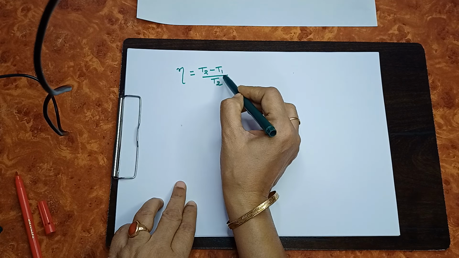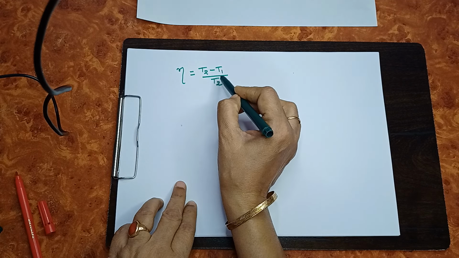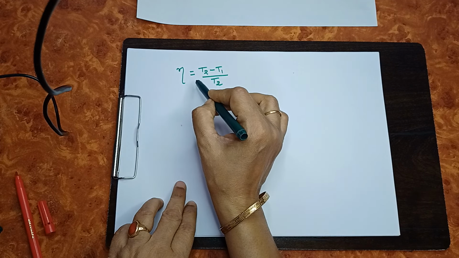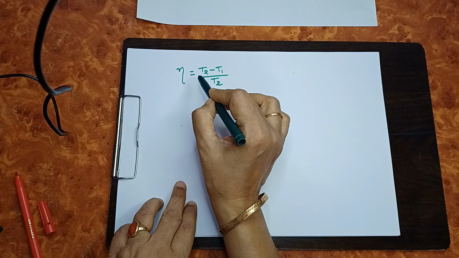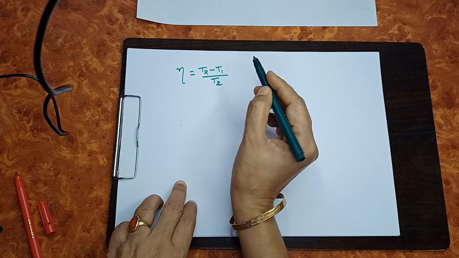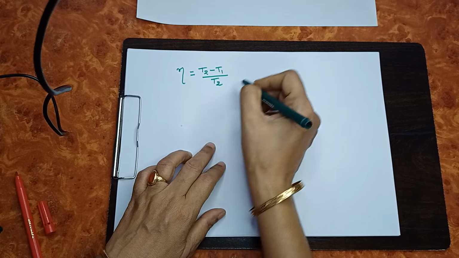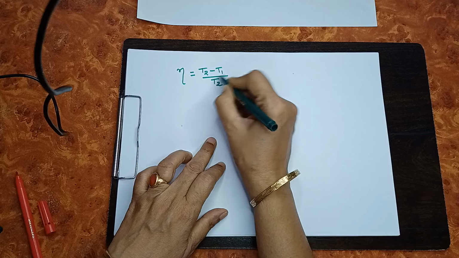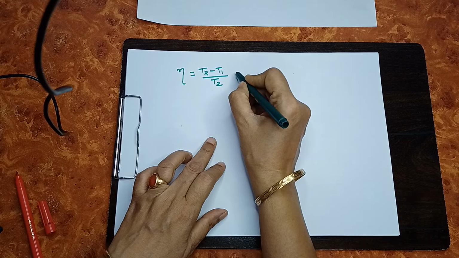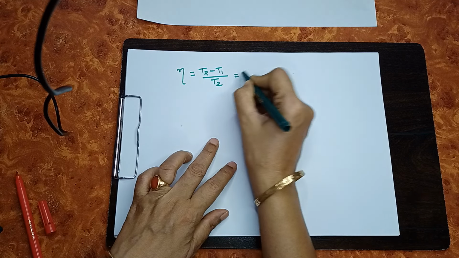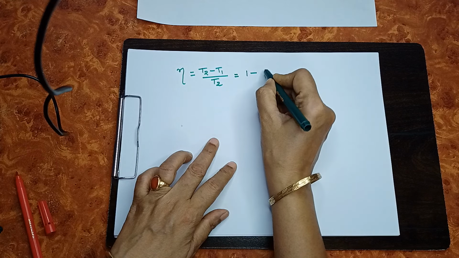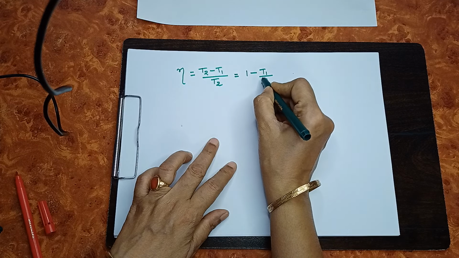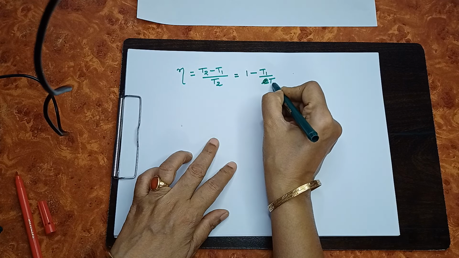So T1 is the temperature of the low temperature sink, and T2 is the temperature of the high temperature heat reservoir, that is the source. This is the expression of efficiency, denoted by eta. This we observed in my last video. So I can write it as 1 minus T1 by T2.